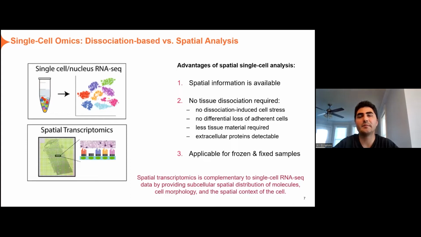And in addition, if you are measuring protein, you can measure the proteins even from outside the cell, because you are visualizing the entire tissue, not the cell types itself. And some of these technologies are available for fresh frozen and also FFPE samples. So it gives a lot of flexibility, especially with archive samples. It's really essential.